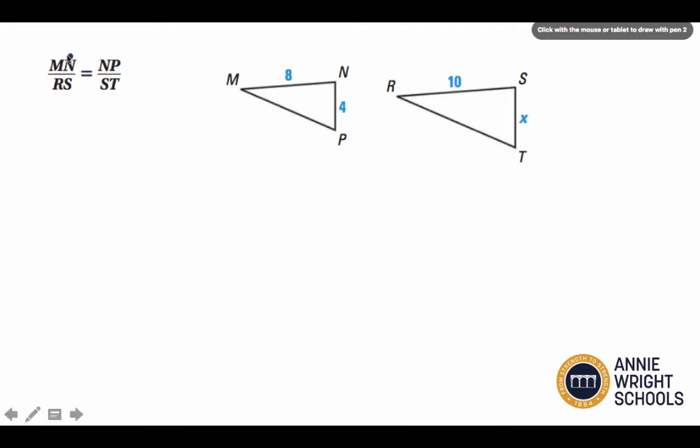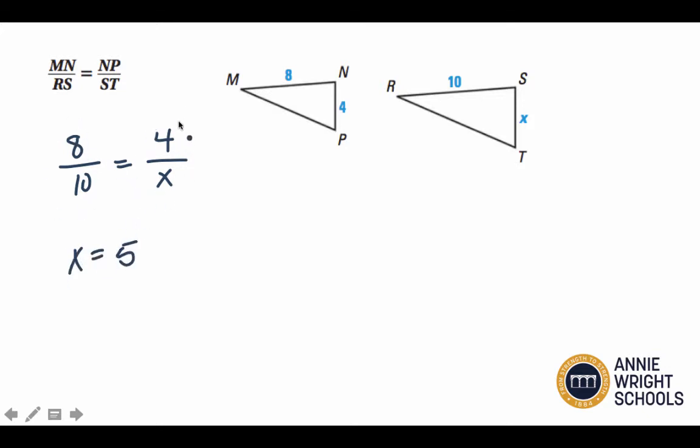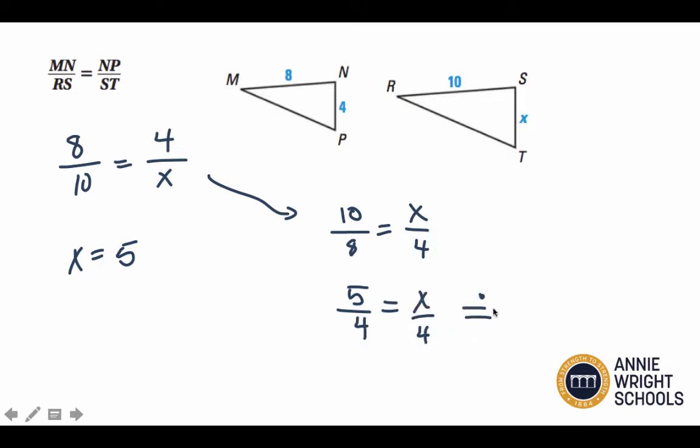You're going to be working with problems like this where MN is to RS what NP is to ST. So if you write that out, you get 8 is to 10 what 4 is to x. And most people can then say, oh, double this to get that, x equals 5. Another way to do it algebraically is to say, okay, 10 over 8 then equals x over 4. Reduce and say 5 over 4 equals x over 4. Therefore, x has to equal 5. That's one way to do it.